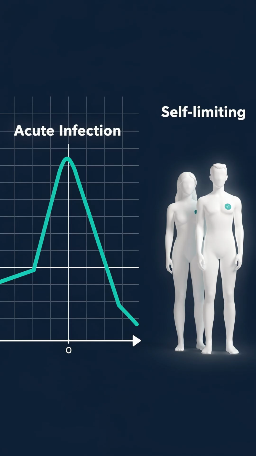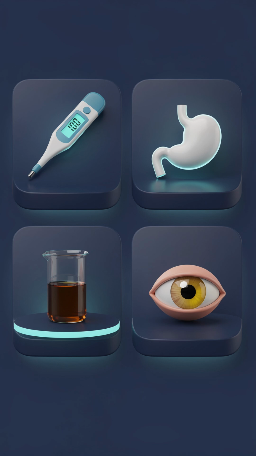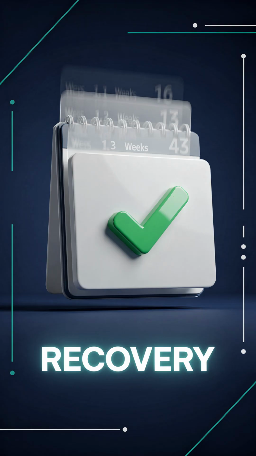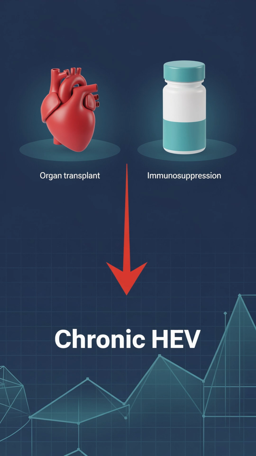Most HEV infections are acute and self-limited. Many infected individuals experience no symptoms at all. When symptoms occur, they may include fatigue, fever, nausea, abdominal discomfort, dark urine, and jaundice. Most healthy individuals recover completely within several weeks. Unlike hepatitis B and hepatitis C, chronic infection is uncommon in immunocompetent individuals. However, chronic hepatitis E can occur in immunocompromised patients, including organ transplant recipients and individuals receiving immunosuppressive therapies.